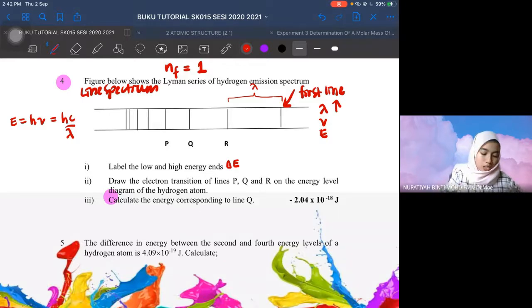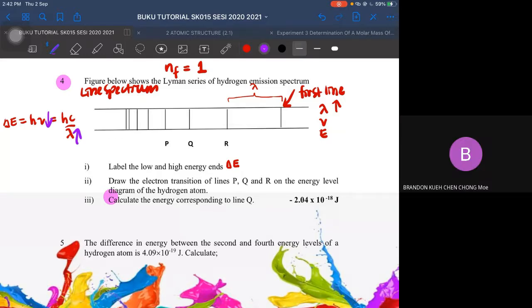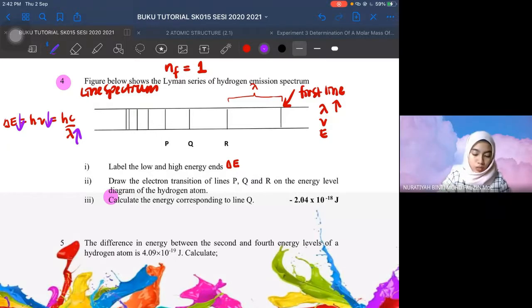So delta E equals h nu equals hc over lambda. So when your wavelength increases, that means your nu will decrease, because one is at the bottom, one is at the top. So will delta E increase or decrease when wavelength increases? Decrease. E will decrease. So you just write at the side: nu decreases, energy decreases too.